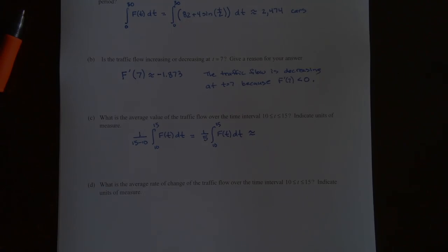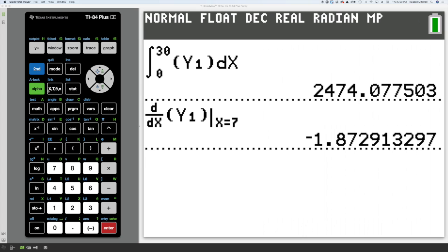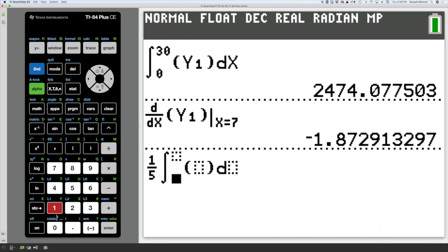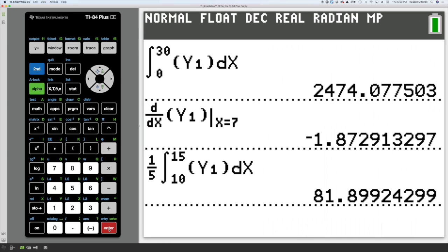And we're going to put that into our calculator, okay? So we'll go back to our calculator and put this one in. Okay, so we're going to do alpha and get the fraction bar 1 over 5. And then go to the right of that, and then we need to do an integral. So alpha window number 4, function integrate, right? And we're going to go from 10 to 15. And then y1. And then dx. So 81.899.